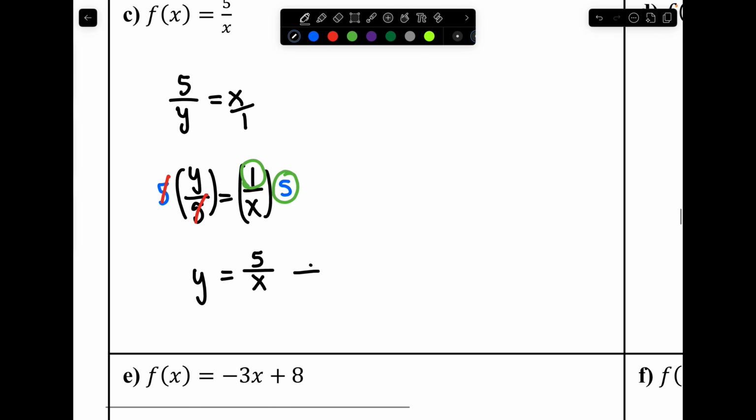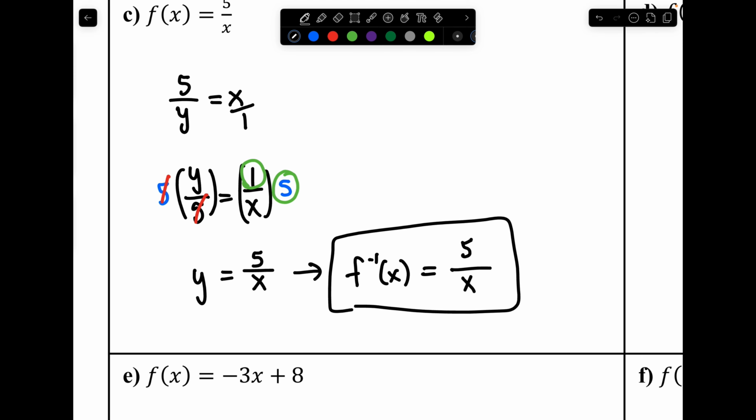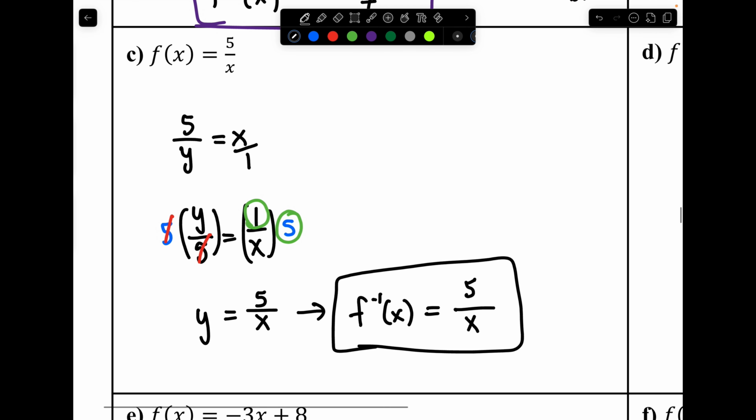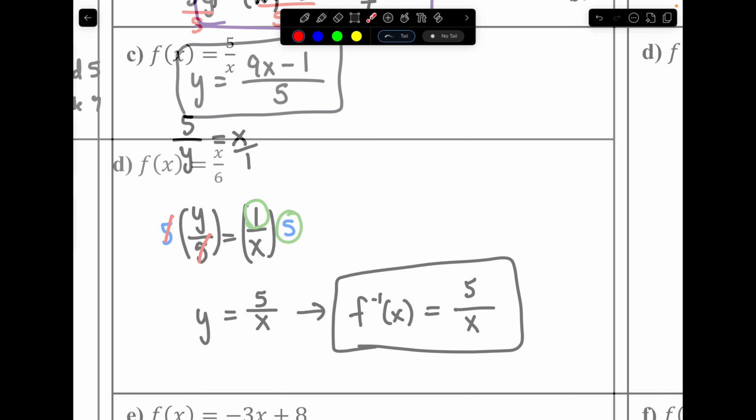Now I didn't do this on the last example, but I'm going to go back and write the inverse notation for this. So instead of y, I'll write f inverse, and there is your inverse function. Now, if you pay very close attention, it's identical to the original function. So very neat how the inverse and this reciprocal function are the same. They're the exact same function.